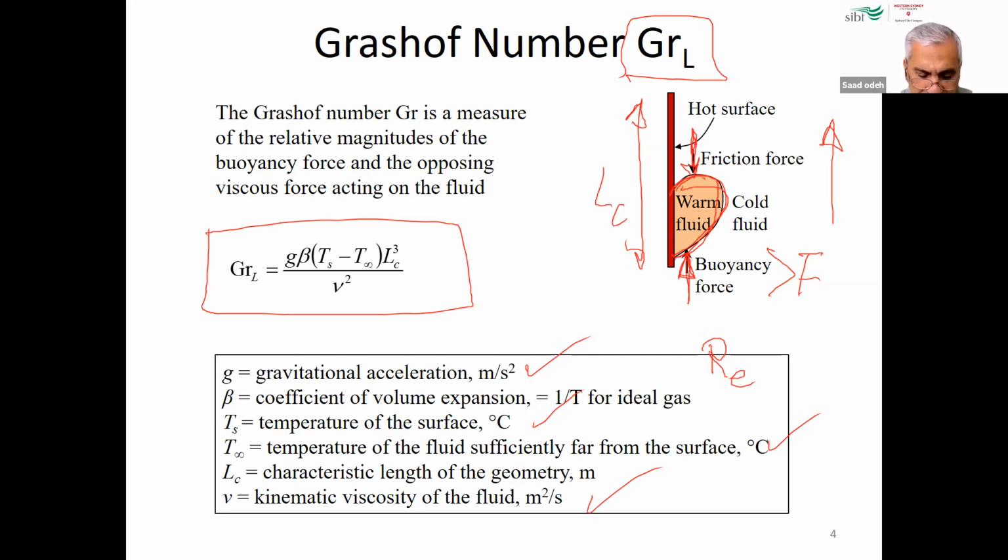All right. So this is the Grashof number that we need to use from now on in natural convection. We don't use the Reynolds number, we use the Grashof number. Just please remember. Okay. Any question? Please ask if you have any question.